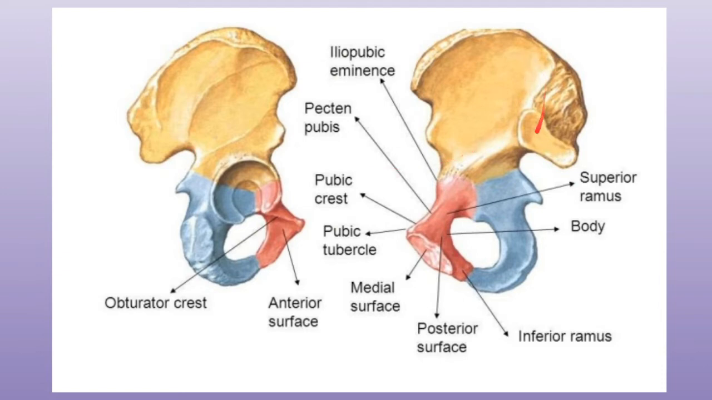Now this is the medial side view of the right hip bone, and this is the lateral view. So on the medial view, as you can see over here, we have one medial border. This is the medial border of this right hip bone.